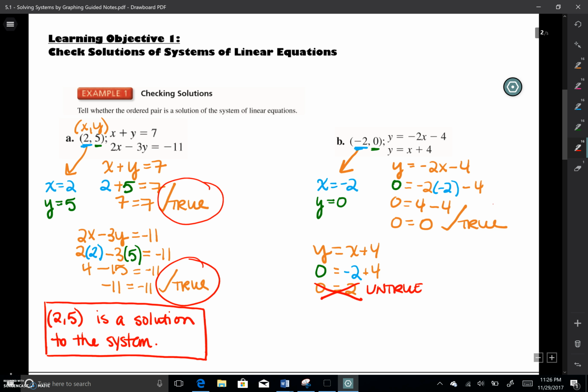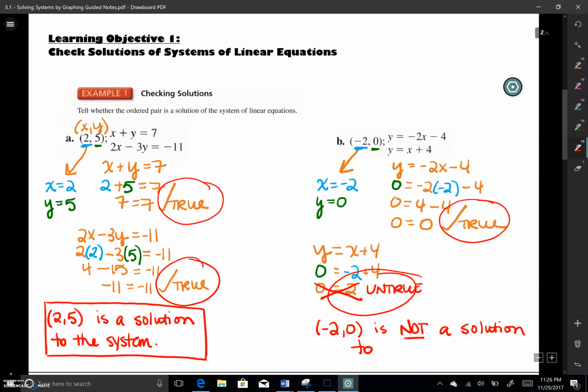So, since I have one true and one untrue, what does that mean? My statement or my answer is going to be that (-2, 0) is not a solution to the system. Remember, okay, that the ordered pair has to satisfy all of the equations in the system. It can't just satisfy one, it must satisfy all of them. So even though you get true for the first, that doesn't mean that you're going to get true for the second. You have to check everything.